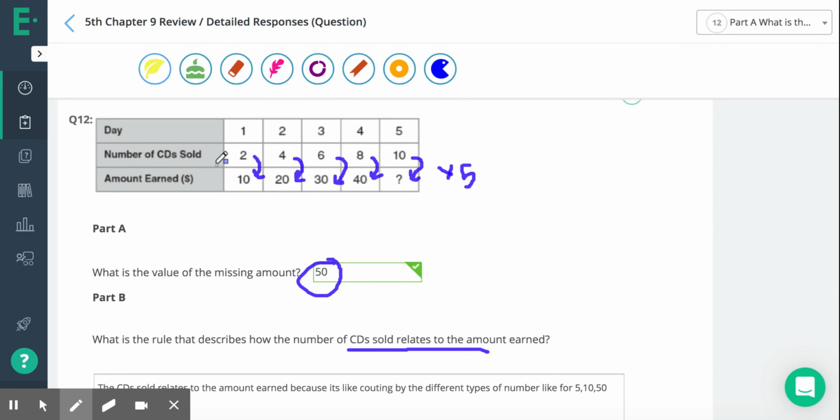You could type up your answer and tell me, well, how does this relate to CDs sold? Well, look, if I sell 2 CDs and I get $10, that would tell me that it's $5 per CD. So the written response is asking you to kind of think about it in terms of the real world. So make sure you just look at these units.